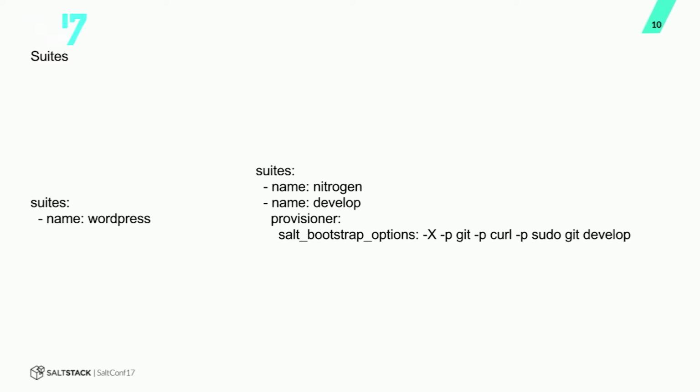As you can see here, the only difference is we specify separate bootstrap options, whereas the default bootstrap options will just install the latest stable. With the develop one, I want to install the develop version through bootstrap. Are there any questions so far? Okay.